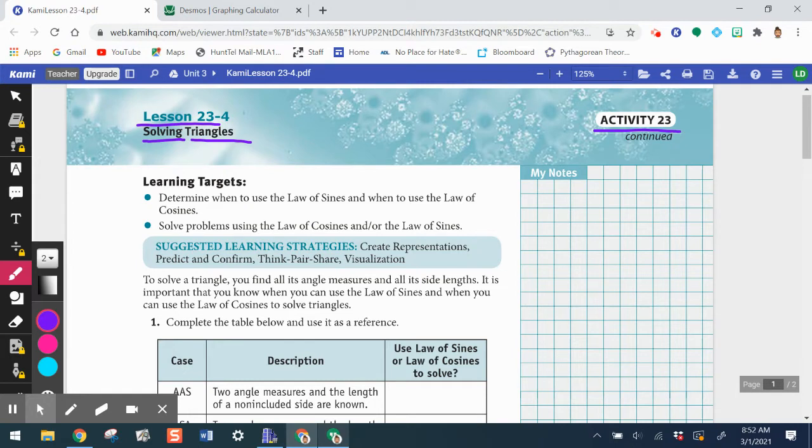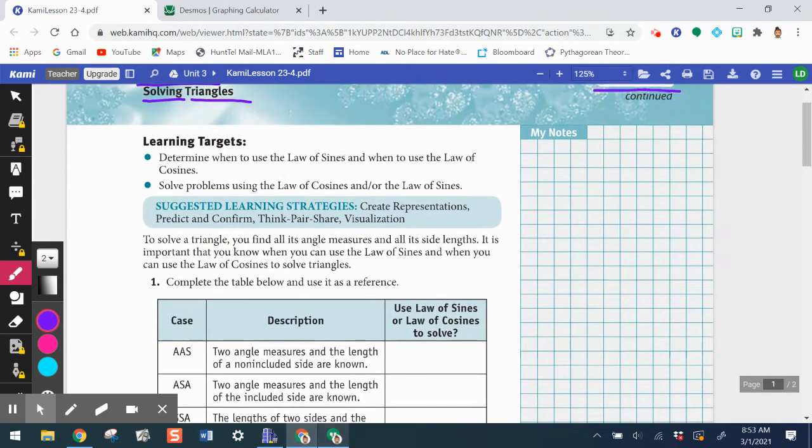So the title tells us we are going to solve triangles. And remember, what it means to solve a triangle is find any unknown measure. And if a triangle has 3 sides and 3 angles, we need to have all 3 side lengths, all 3 angle measures, and that means we have solved the triangle.